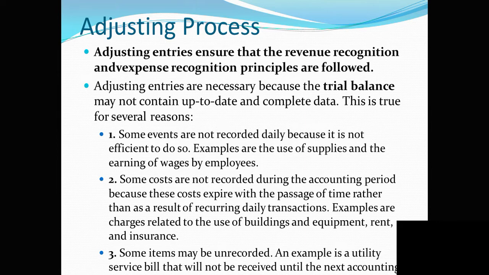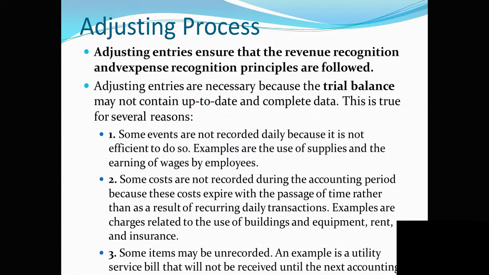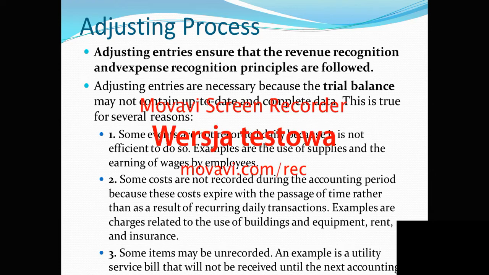Number two, some costs are not recorded during the accounting period because these costs expire with the passage of time rather than as a result of recurring daily transactions. Examples can make it clear. There are charges related to the use of buildings and equipment, rent, and insurance. So we talk about insurance prepayments. You pay for insurance in advance and you make adjustments after you use the insurance policy.